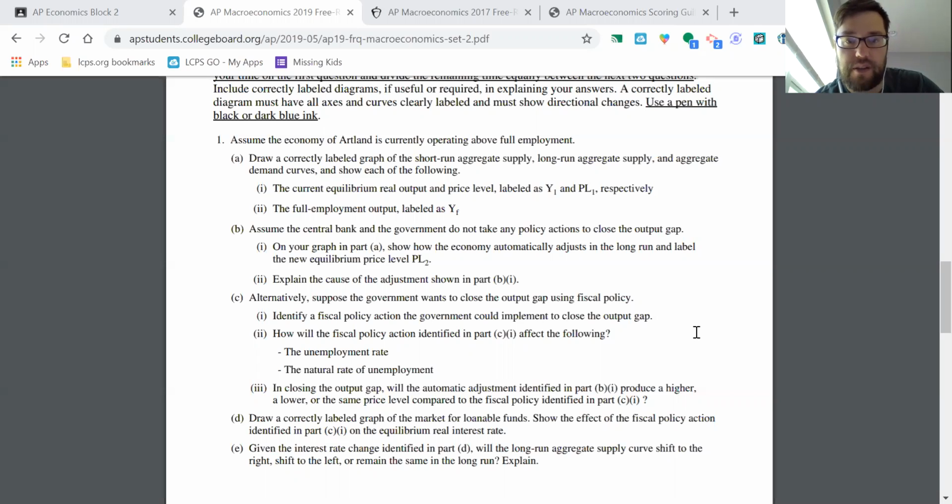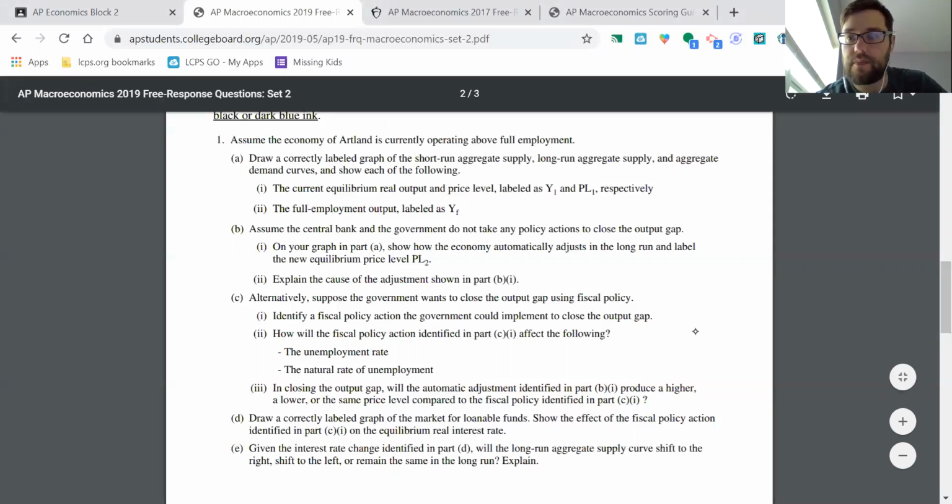And then part B is going to be the secondary shift, right? So assume the central bank and the government do not take any policy actions to close the output gap. And then on the same graph, we're going to show how the economy would automatically adjust, the automatic adjustment in the long run, right? And then label the new equilibrium price, and then we'll come back for part 2, and we're going to explain the mechanism for that secondary shift.